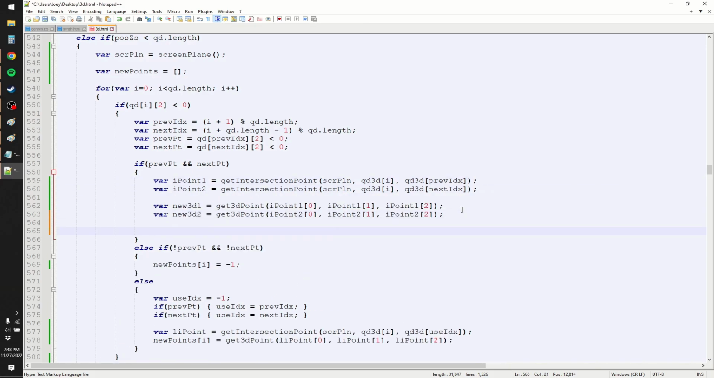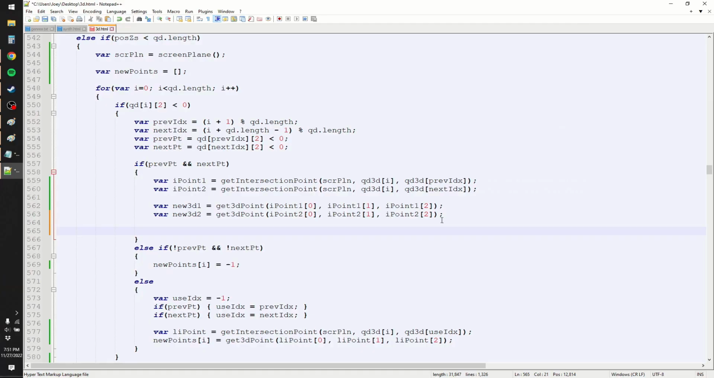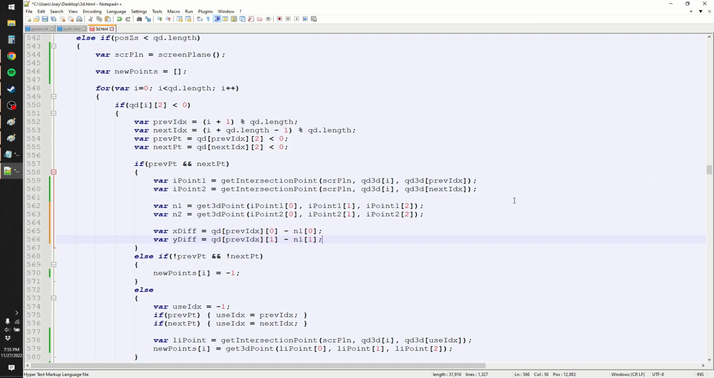We get 2 new 3D points, and now that we got those 2 new 3D points, we have to do a line intersection. In case it's not clear, right now I've found these 2 points, and so I want to find this line and find out where they intersect in 2D space. Because wherever that new point is in 2D space is where we're going to assume where we draw it to the screen. We say QD of prev IDX minus n1 of 0. We get an x difference, and then that's our slope.